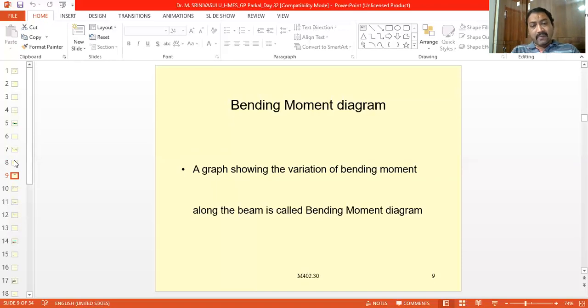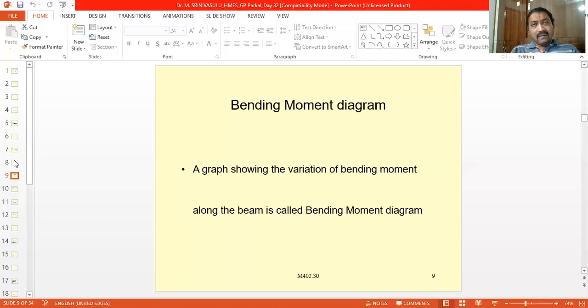So therefore, just by seeing the shear force and bending moment diagrams, we are able to assess the amount of the shear force and bending moment along the length at different points, or at least we can assess the point on the beam where the maximum shear force is acting, or the point on the beam where the minimum shear force is acting.